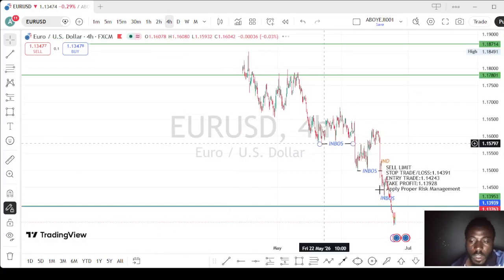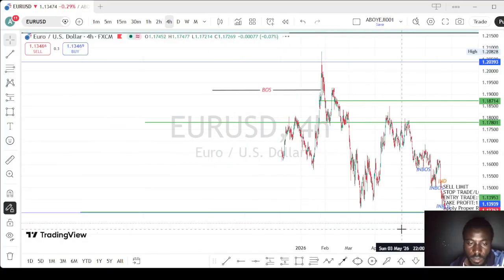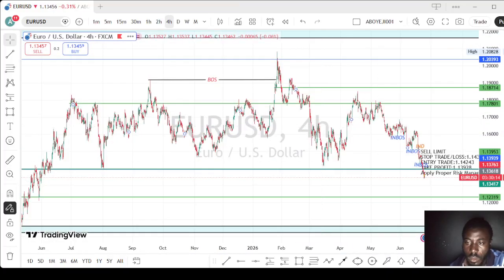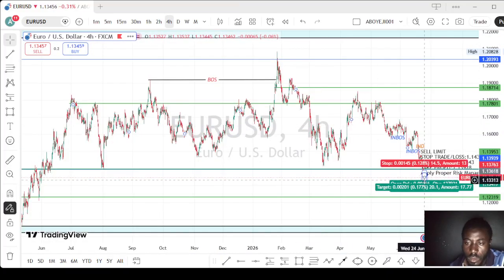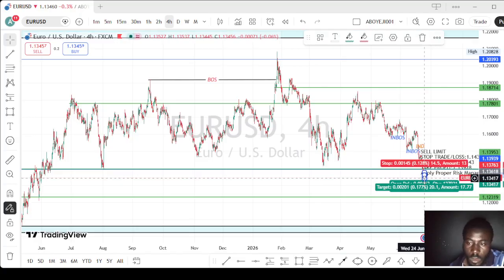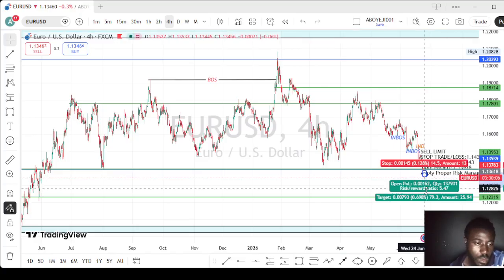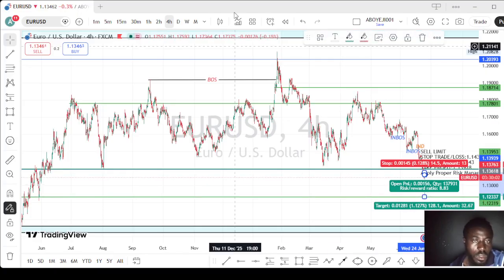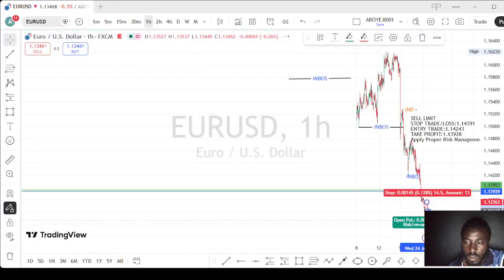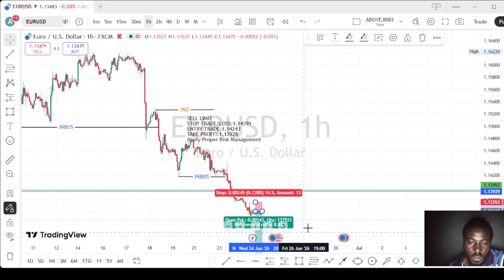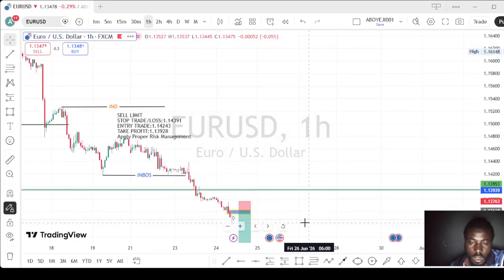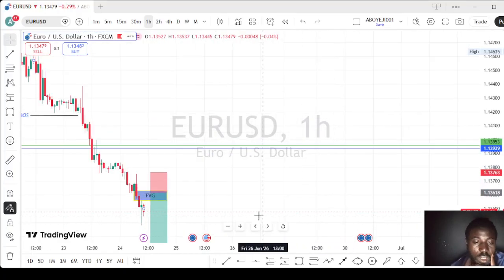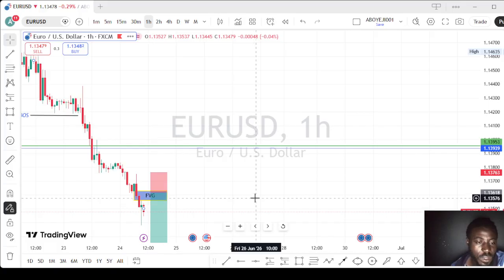So the nearest key level on the 4 hour time frame. This key level is where we are expecting the market to mitigate before you can see a huge uptrend. So let us be buying. Sorry, let us be selling. We are selling the markets from this FVG to that.